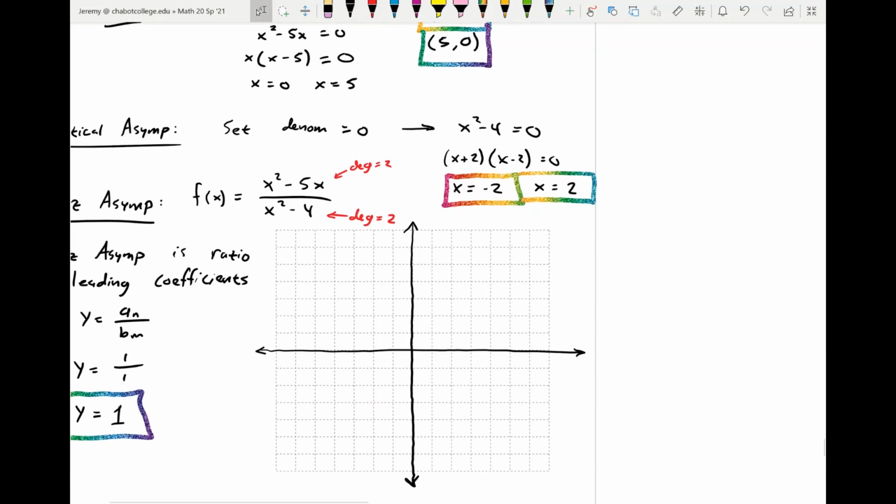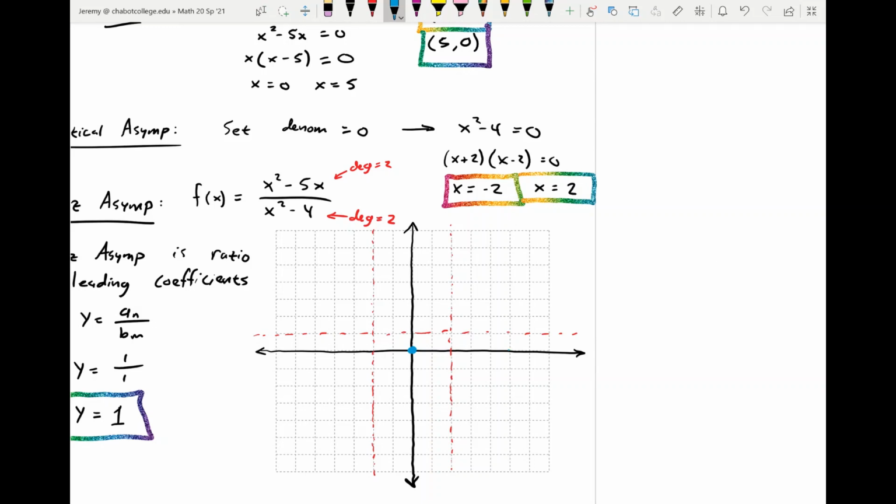I will plot, let's start with the asymptotes. So I have vertical asymptotes at x equals positive 2, a little dotted line there, and x equals negative 2. And then I have a horizontal asymptote at y equals 1. Okay, cool. And now I want to plot my intercepts. So my y-intercept is right there at the origin. That's also one of my x-intercepts. And then I have another x-intercept at (5, 0), so over here.